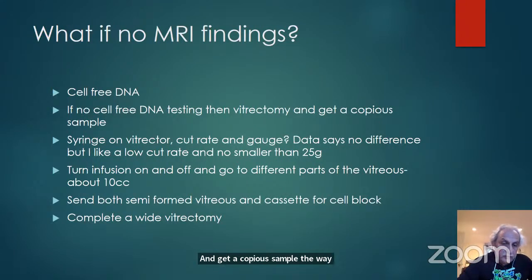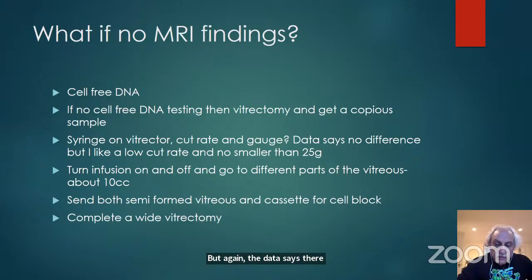The way I think it's reasonable to do it, put a syringe on a vitrector, have the infusion turned off. As far as the cut rate and the gauge, the data says no difference, whether you use high cut rate or low cut rate, and small gauge or large gauge. But I like to use a cut rate of about 350 and a gauge of about 25, no smaller than 25 gauge. I find 27 gauge doesn't work quite as well for the vitrectomy for biopsies. But again, the data says there isn't a difference.